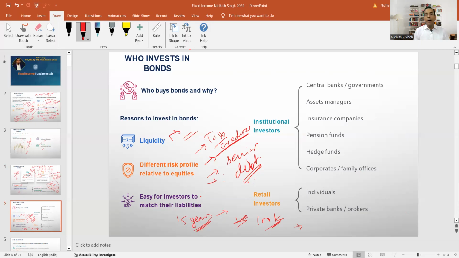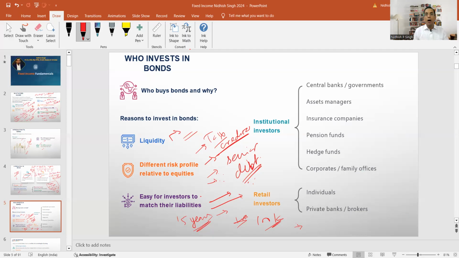So we can define our tenure of liability, when we expect to have some future liability or cash requirement. We can match those cash requirements with the maturity of the bond. So the maturity of the bond is the tenure for which bonds are bought and sold. So it is easy to estimate the cash flow requirement for the future and accordingly buy the suitable bond which matches with the future liability. So these are some of the reasons to invest in bonds.